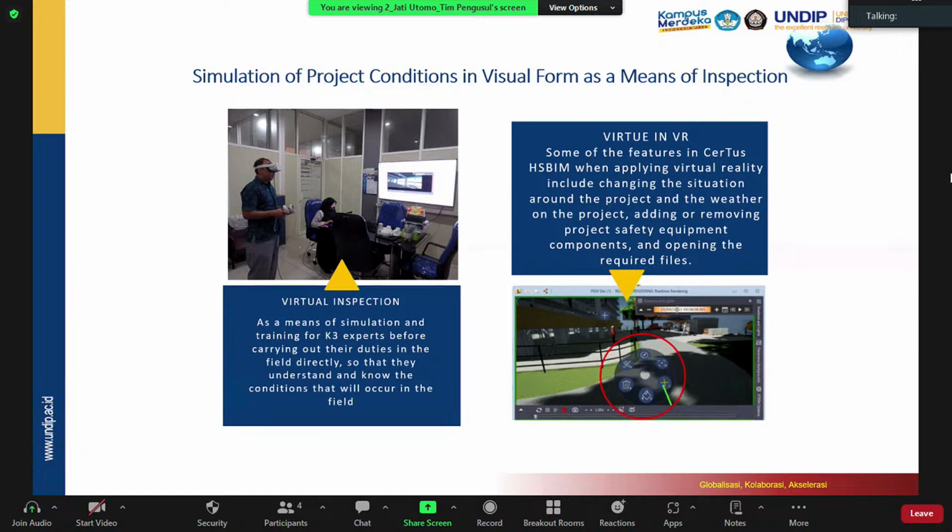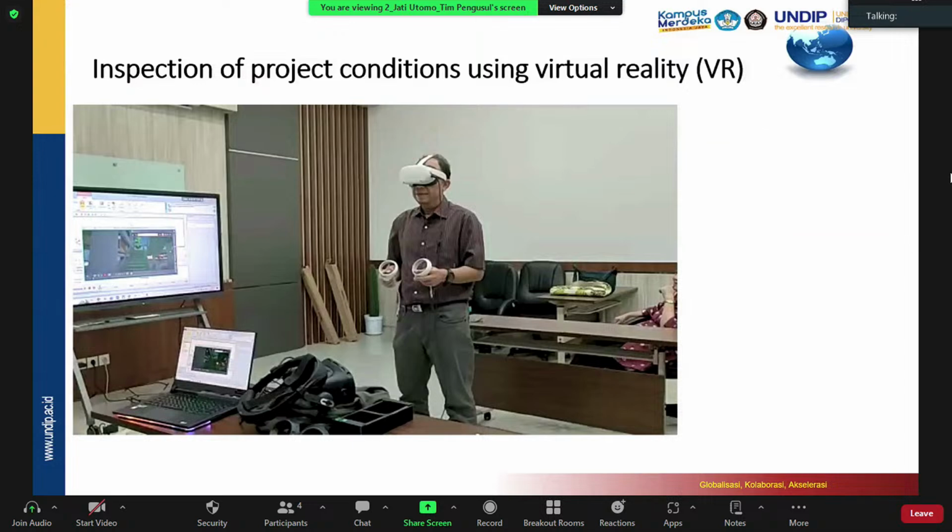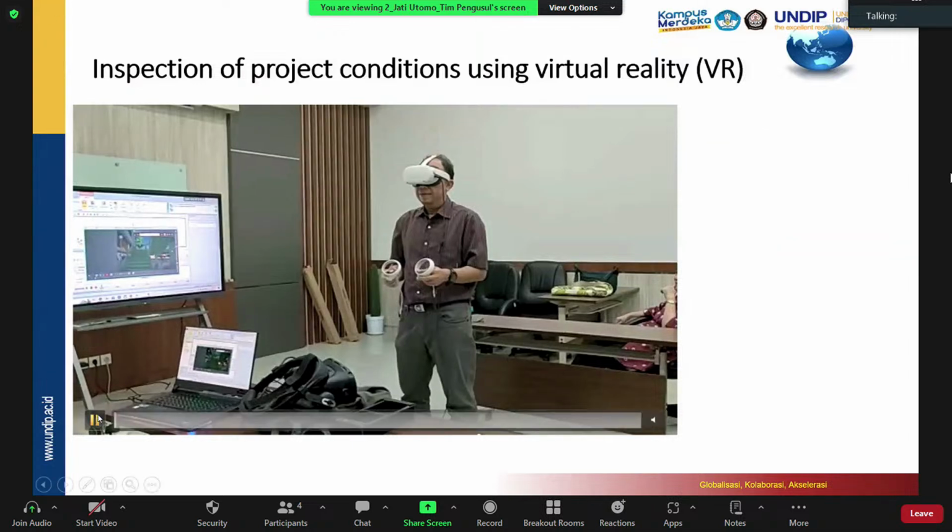This is from a model, and then we try to use VR, the virtual reality. So I wear the VR glasses and try to be in the project digitally. It's like an avatar actually. So I have a video here. Okay, let's play this, see what's going on.